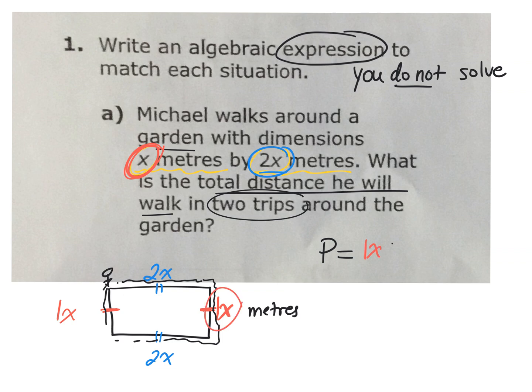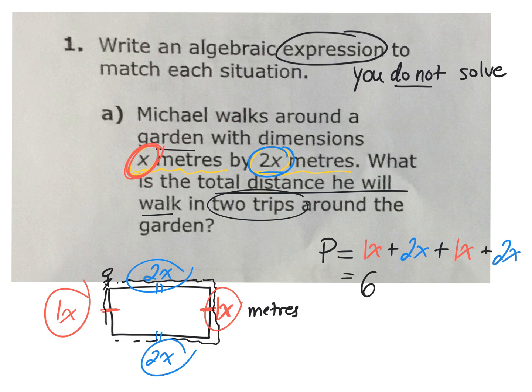1x plus 2x, good, plus another 1x plus another 2x. Yep. Altogether, we have 6 x's. If he walks around once, it's represented by 6x meters.